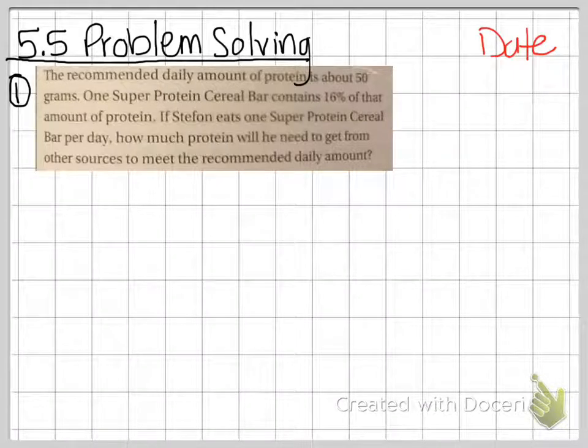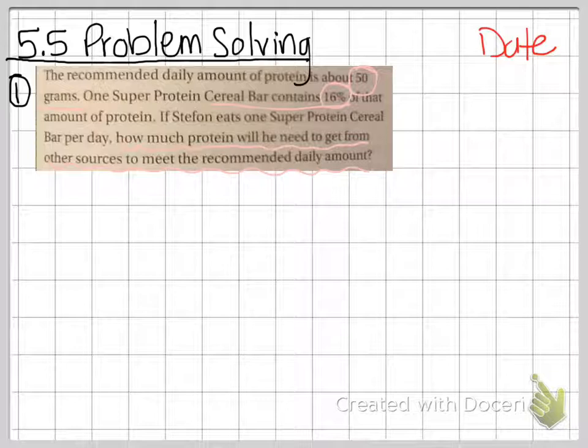So I know that each person should get at least 50 grams of protein per day, and that cereal bar provides them with 16% of that 50. So our job is to figure out what's left of that 50 grams that he needs to get from other sources.